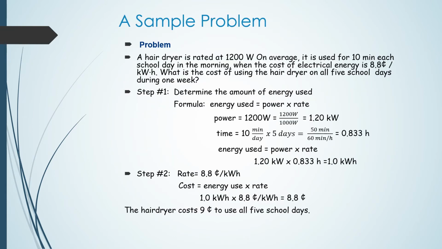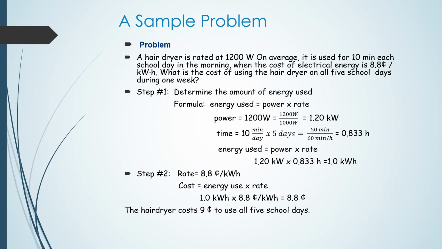Now let's look at a sample problem. A hairdryer is rated at 1,200 watts. On average, it is used for 10 minutes each school day in the morning, when the cost of electrical energy is 8.8 cents per kilowatt hour. What is the cost of using the hairdryer on all 5 school days during 1 week?